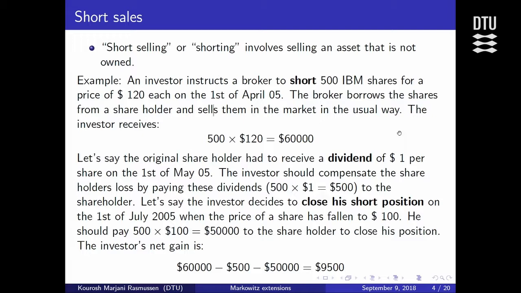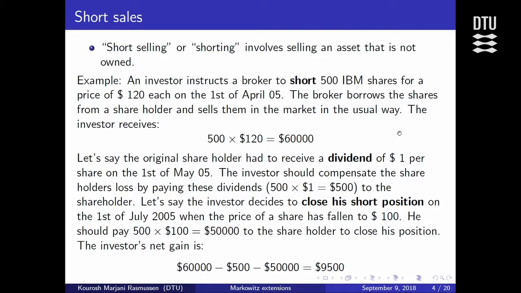Now, in order to make it more realistic, let's say that this IBM stock is paying dividends. You know what dividends are? They are payments on a stock down the road. So the stock has a price, but some stocks are also paying dividends. In this case, we are paying a $1 dividend per share, right? So if the underlying share on the 1st of May should have paid $1 in dividend, and I have 500 shares, then I should pay 500 in dividends.